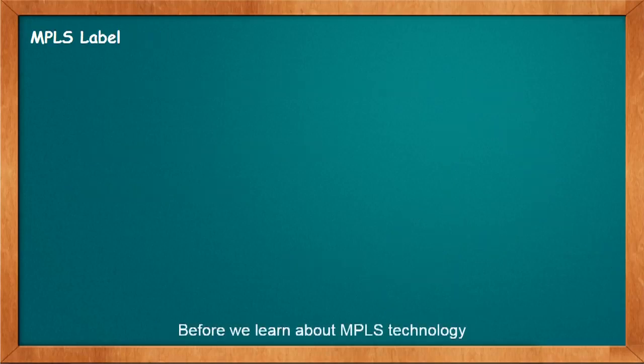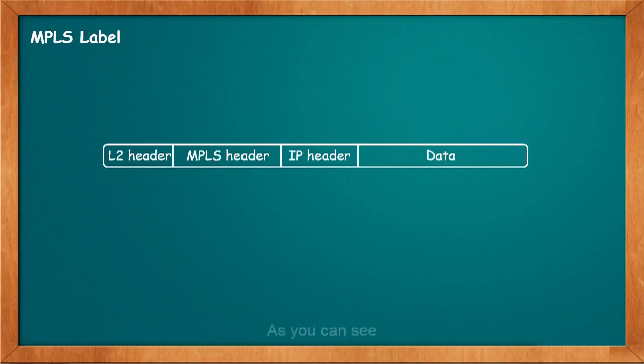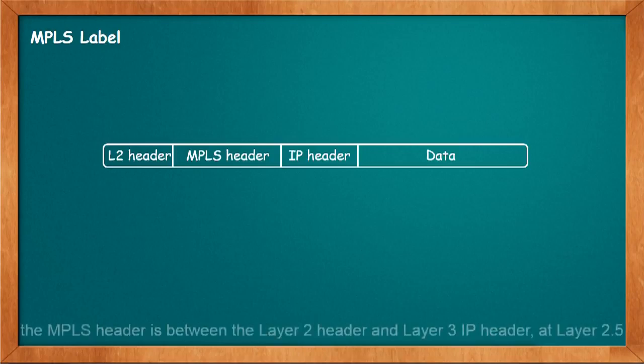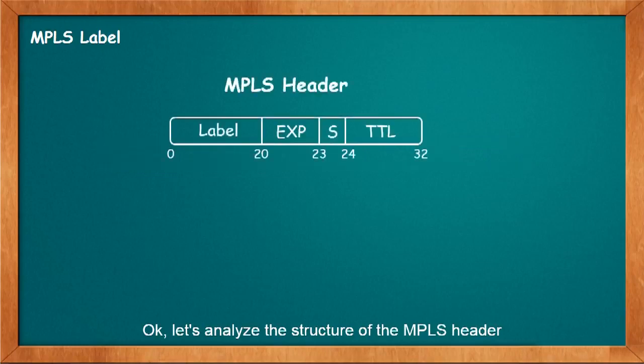Before we learn about MPLS technology, let's take a look at some of its basic concepts. The first concept we will discuss is the MPLS label. Packets enter the MPLS network. The format of a packet is shown here. As you can see, the MPLS header is between the layer 2 header and layer 3 IP header at layer 2.5. Okay, let's analyze the structure of the MPLS header.